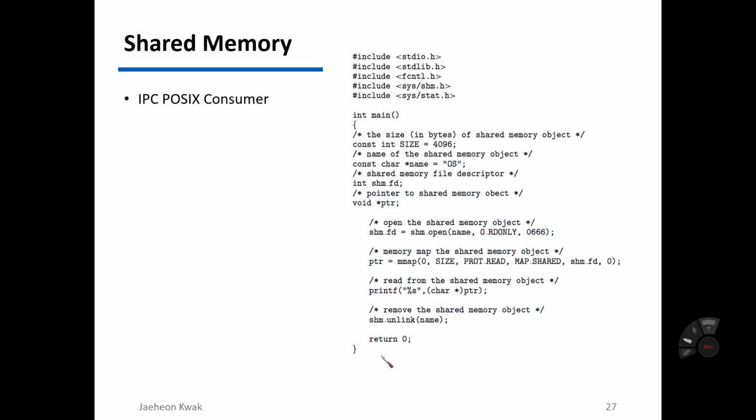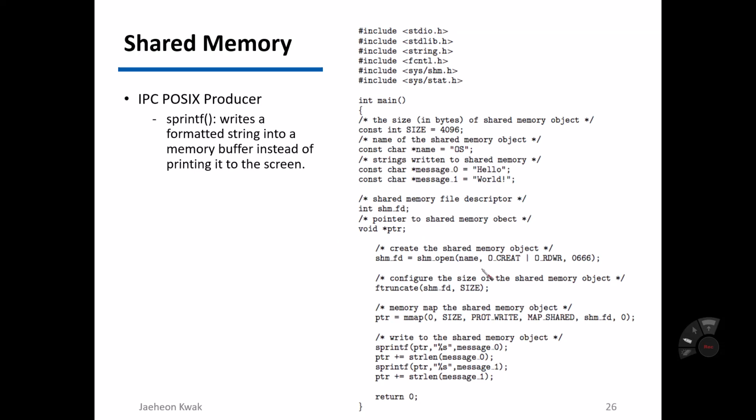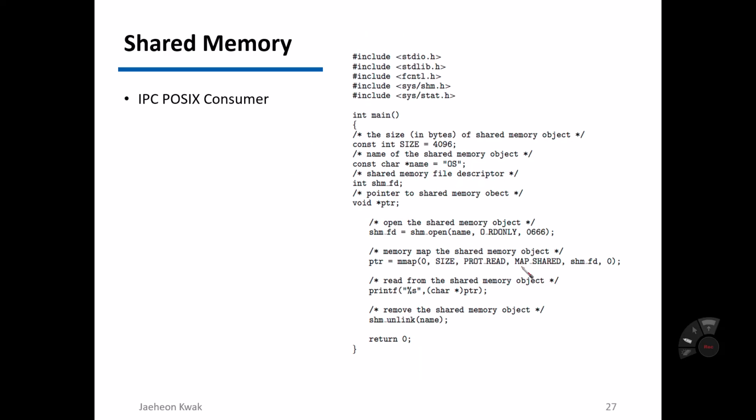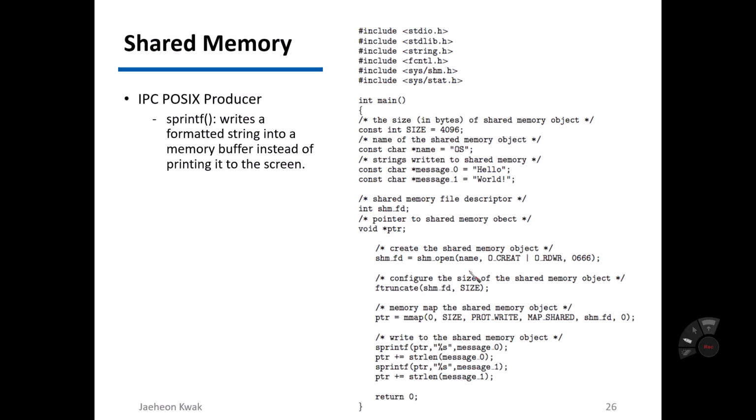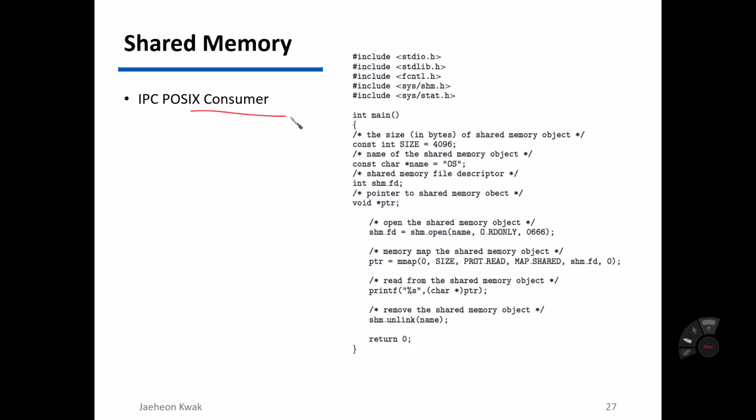And here is the POSIX consumer. Because we have already created the shared memory object here, we don't have to create the shared memory object again. Here we requested creation permission and read and write permission. However, this is a consumer, right? It doesn't have to write to the shared memory, and we don't have to create it. So we only need the read permission.